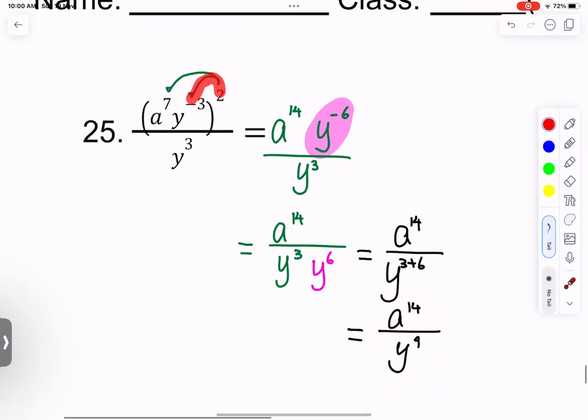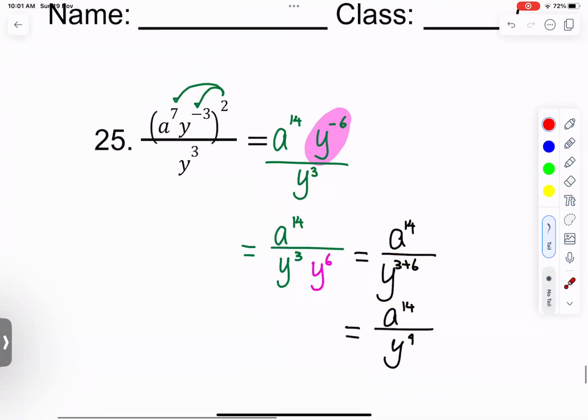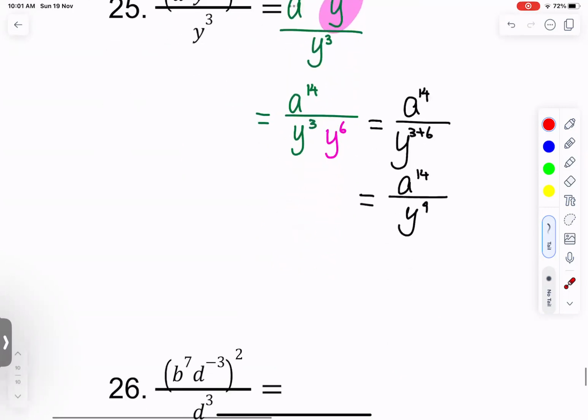Okay, give the powers to everything inside first. 7 times 2, 14. Negative 3 times 2, negative 6. You get at least 1 mark from there. And then after moving the places, you get another mark. And then adding up the final answer, you get 1 more mark. 3-mark question. Okay, stop the video, digest it, do the next few questions, and then you can check the answers.